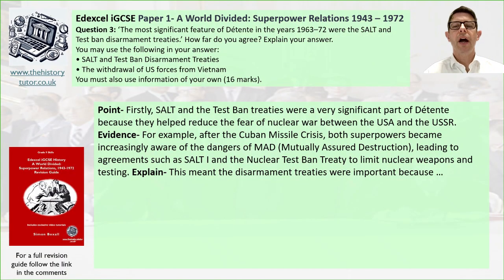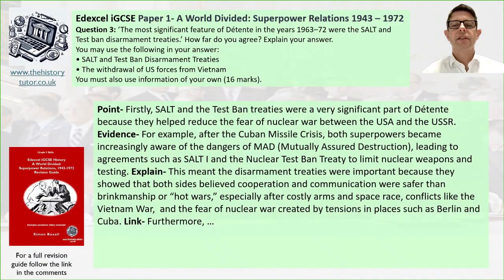Okay, so I said, for example, after the Cuban Missile Crisis, both superpowers became increasingly aware of the dangers of MAD, mutually assured destruction, leading to agreements such as SALT I and the Nuclear Test Ban Treaty to limit nuclear weapons and testing. Now we want to explain the impact of this. This meant disarmament treaties were important because, let's think about the impact. How is this reducing tension? What sort of ideas do we have about this? Is there actually some events in the next few years, or have we just got a nice explanation of the concept? One or two of those things would be good. So pause for now and see if you can explain the impact.